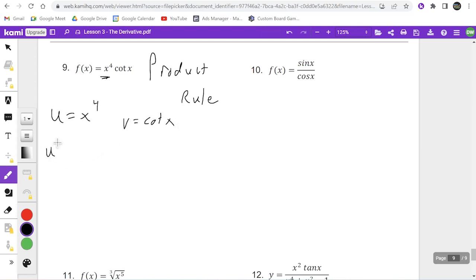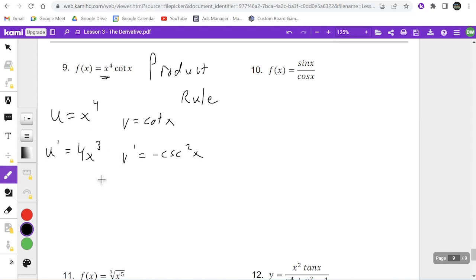That means u prime is 4x cubed. Hopefully we're getting better at the power rule, so I don't need to explain why that is. And v prime, the derivative of cotangent, I don't expect you to know today, but it is negative cosecant squared x. Now again for the product rule, it's easy to mix those up in the names because they sound so similar. Power rule, product rule, they both sound very similar. Make sure you don't mix them up.